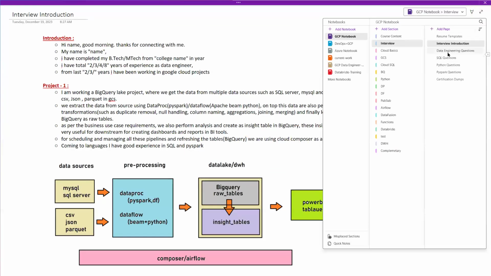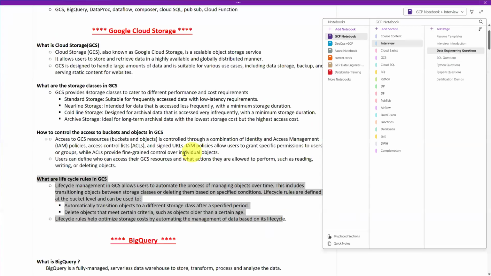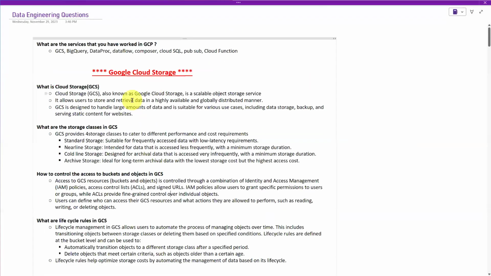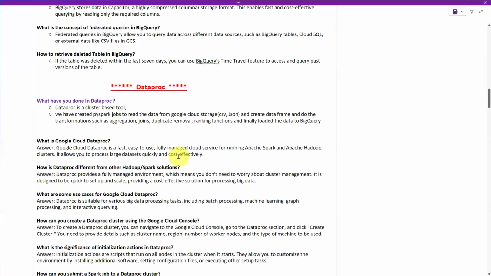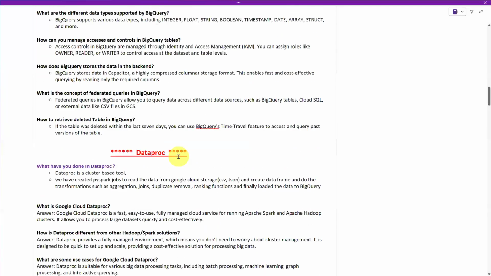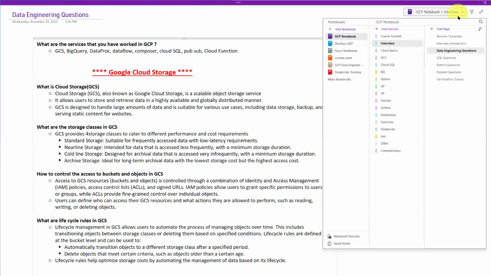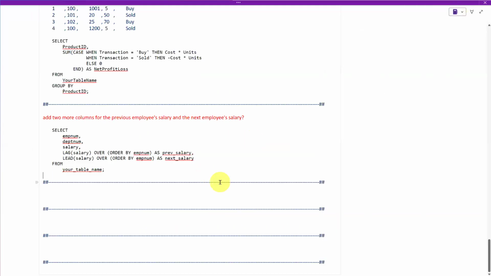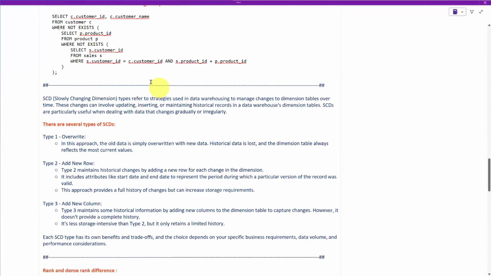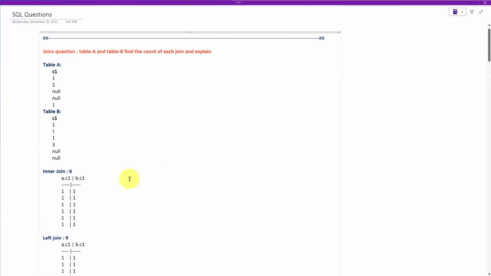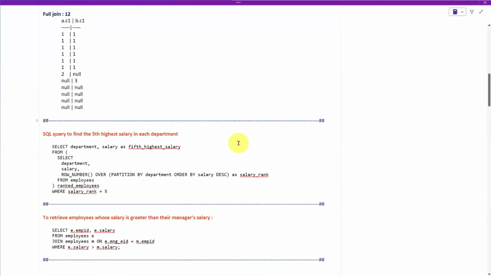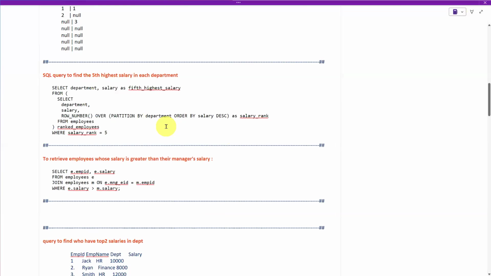And data engineering theoretical questions, topic wise. Theoretical questions, topic wise. These are the questions from the interviews only. I'm telling you again, these are the questions from the interviews only. SQL coding questions. These are the questions. I keep adding these questions, guys. So these are the questions from the interviews again.